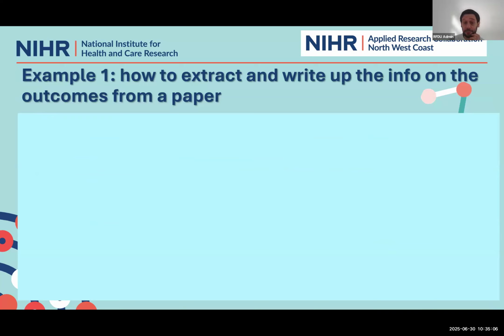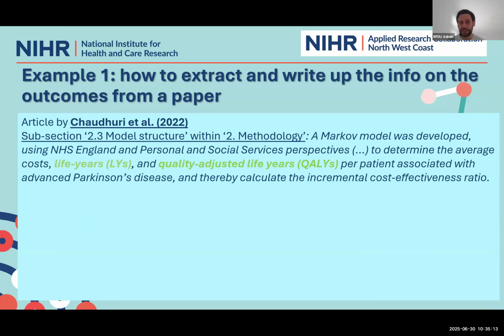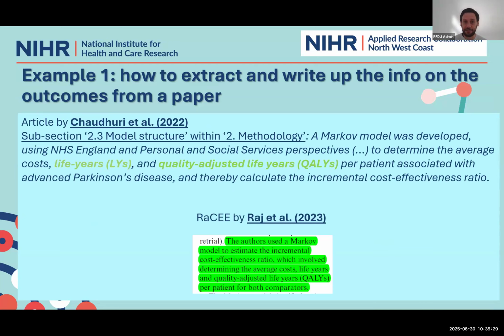Before I leave the next part to Misael, I'm going to show you how to extract and write up the information on the outcomes from a paper. So you will know this article by now. It's the article on advanced Parkinson disease, which we used to prepare our first ever RaCEE. And in the methodological section, the authors mention the outcomes they were going to consider. These are highlighted in green here: life years and quality adjusted life years. And so you can already basically deduce that the authors here were running a cost effectiveness and a cost utility analysis. And in our RaCEE, this is how we summarize this information around the outcomes used by the authors. This is just a small paragraph from our RaCEE where we try to summarize the information about the outcomes.